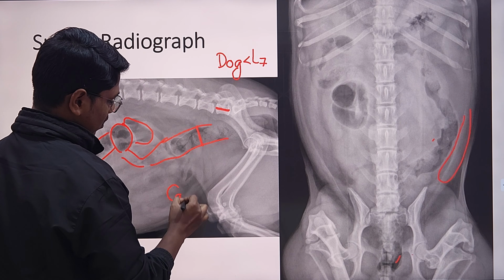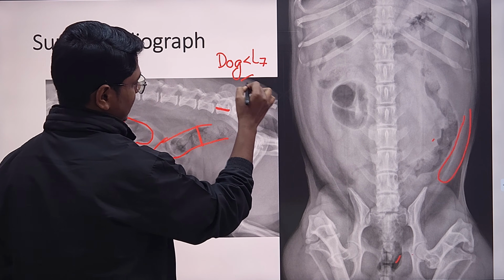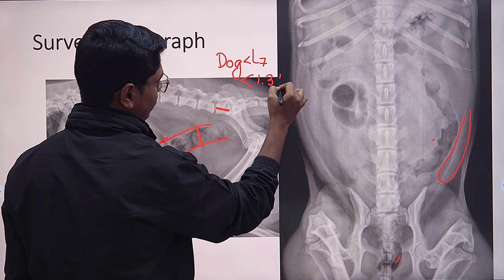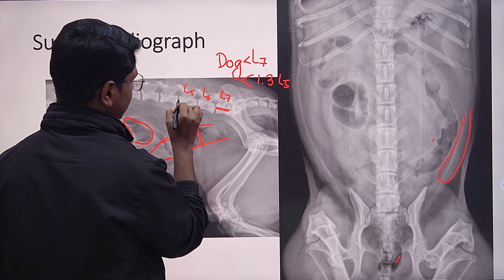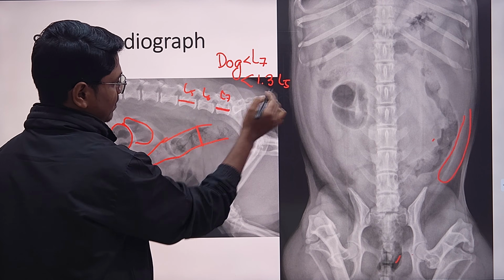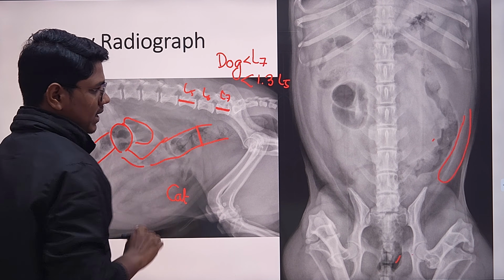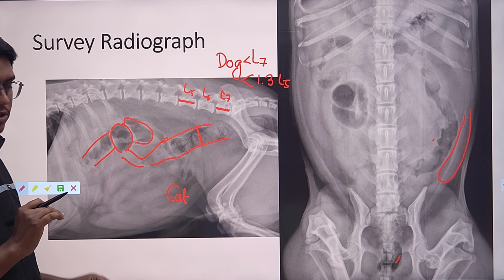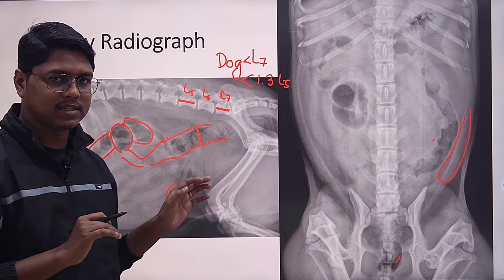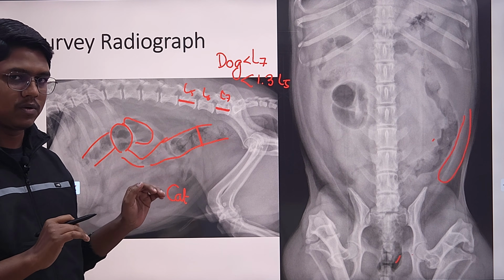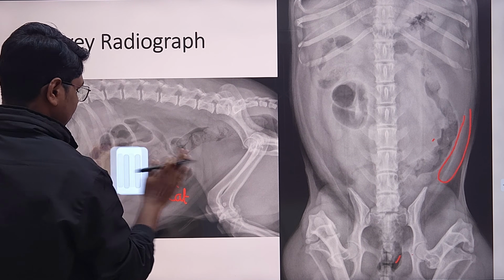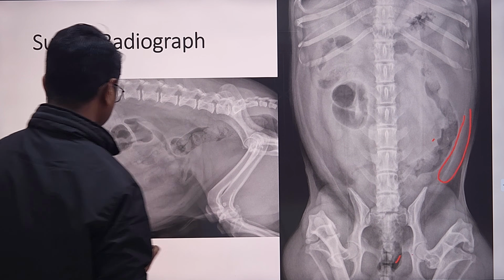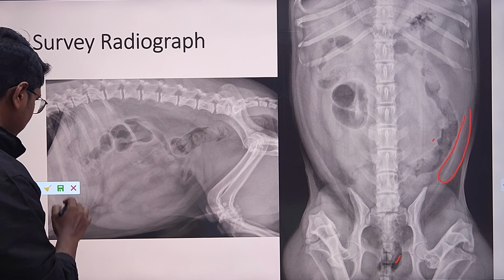If the case is of a cat, then it should be less than 1.3 times the length of L5. This is L7, L6, this is L5. So the diameter should be less than 1.3 times the L5 length. This is the normal finding in dogs and cats regarding the diameter of the colon. We will see cases of colonic impaction which may result in megacolon. In that case, this reference value will be helpful.